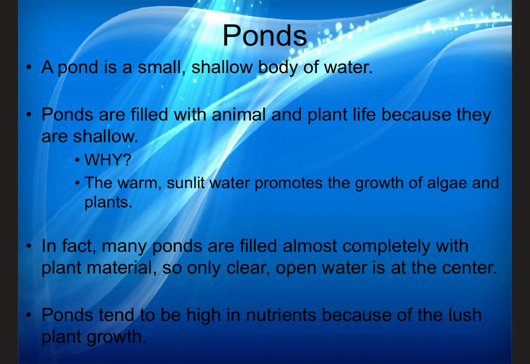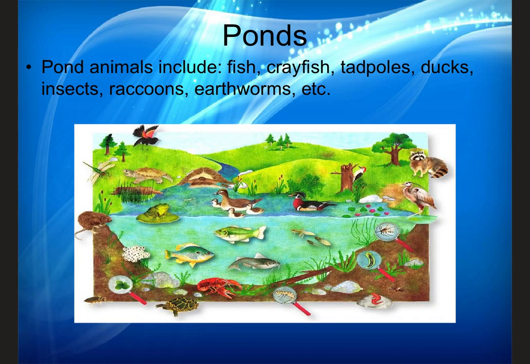All right, so ponds tend to be high in nutrients because of the lush plant growth. So pond animals include things like fish, crayfish, tadpoles, ducks, insects, raccoons, earthworms, etc. So you can look at the little picture below, and it breaks down the pond ecosystem in a visual way.